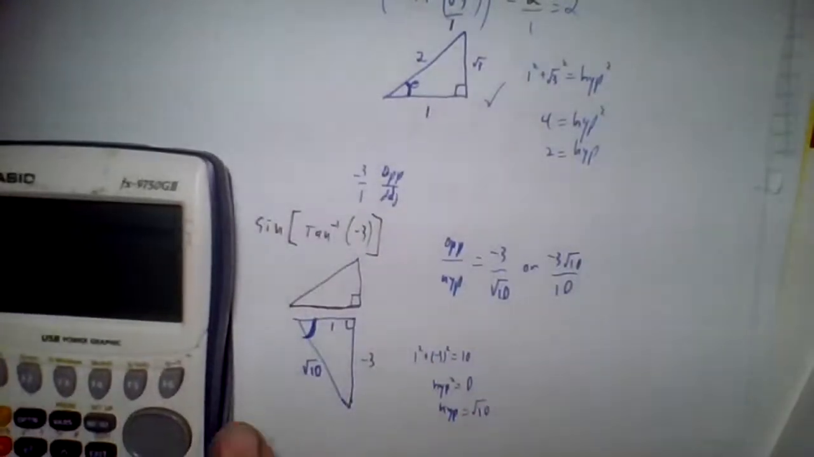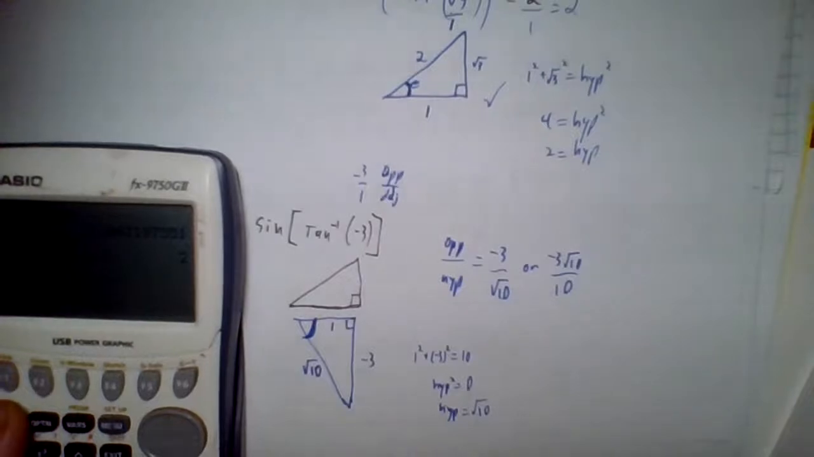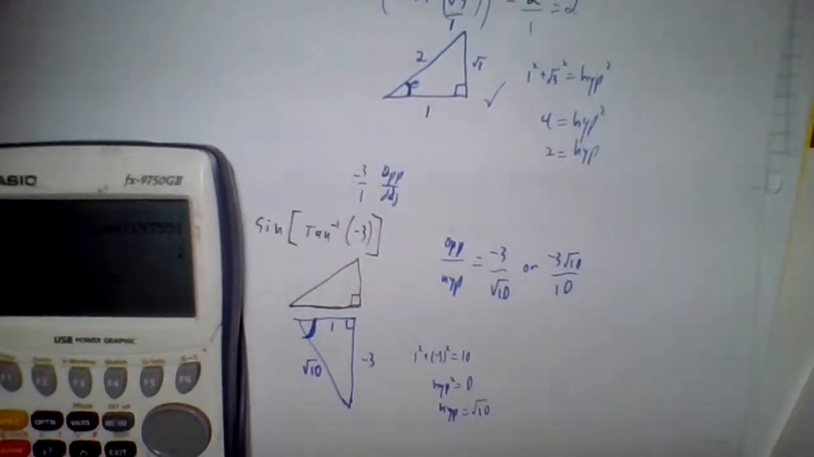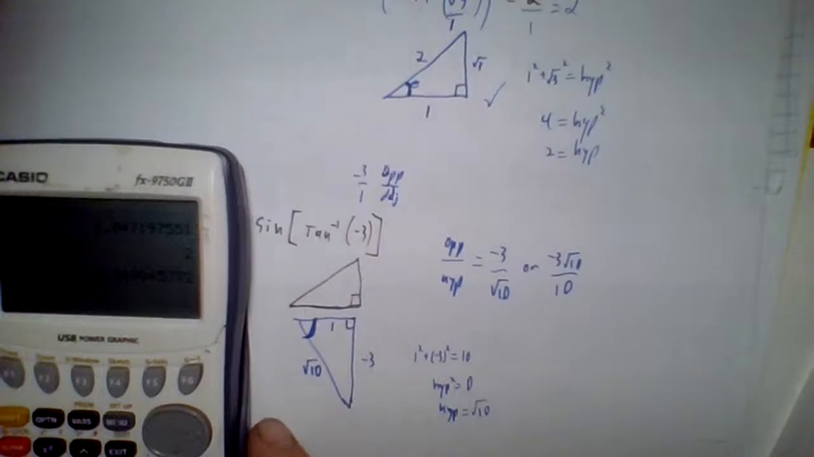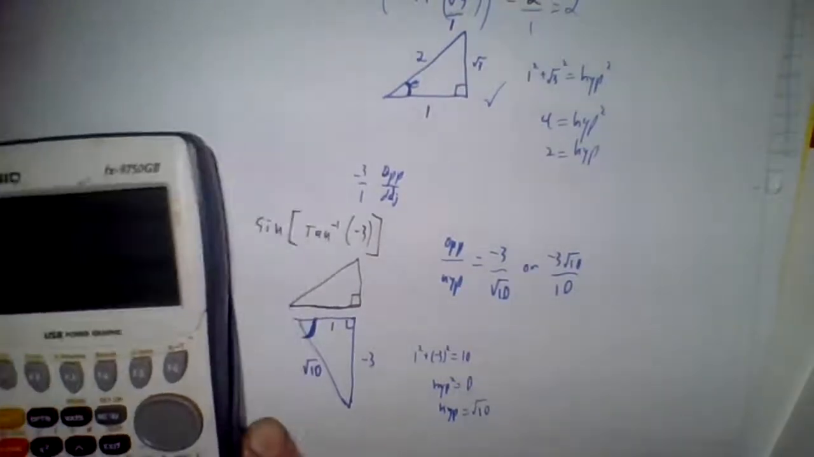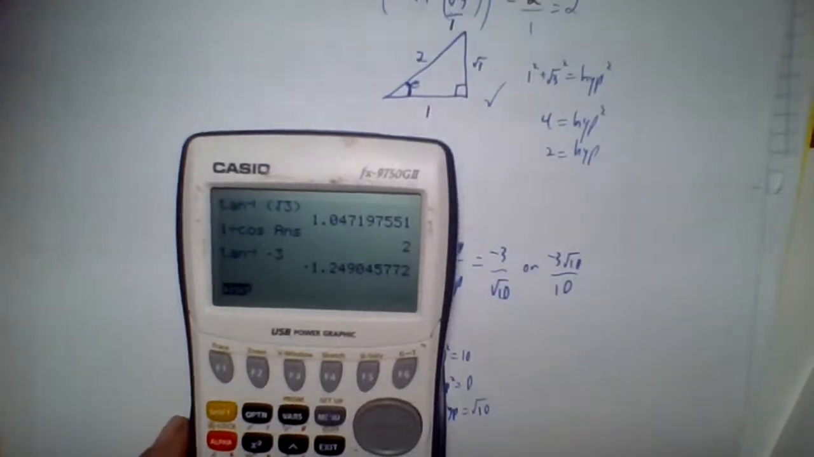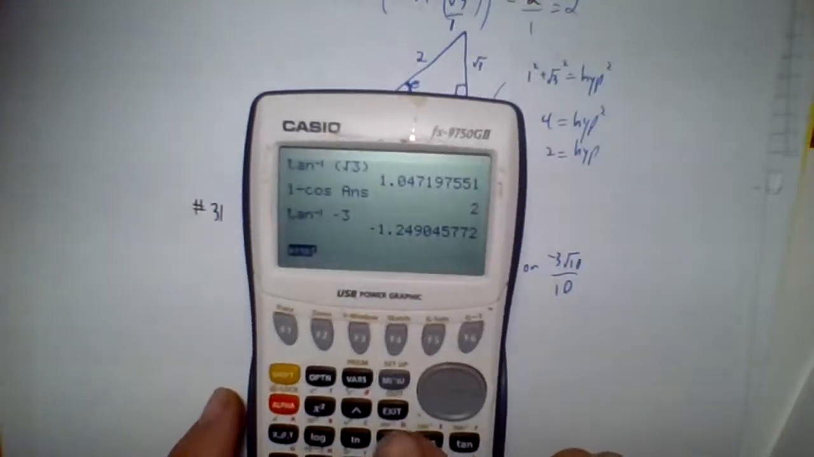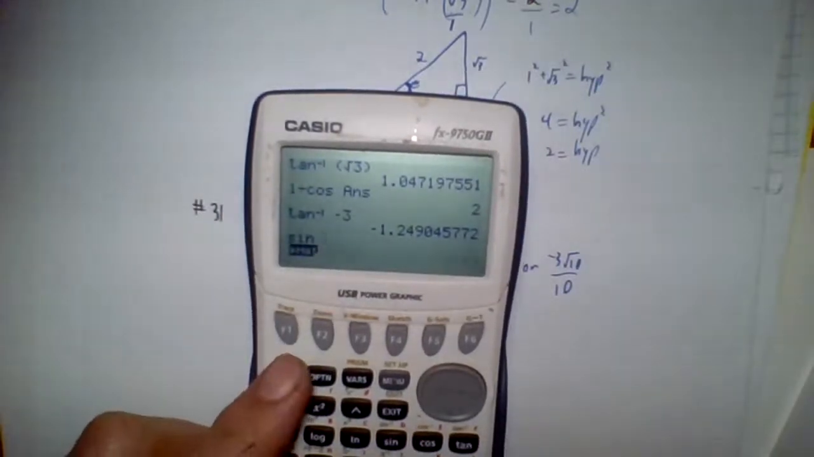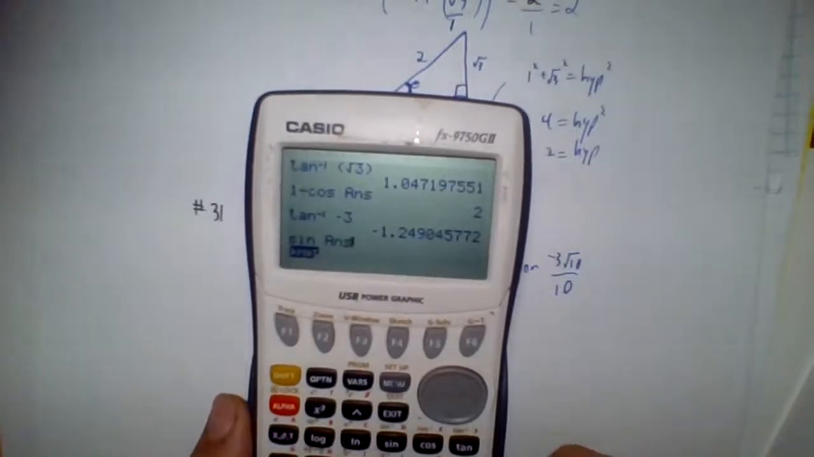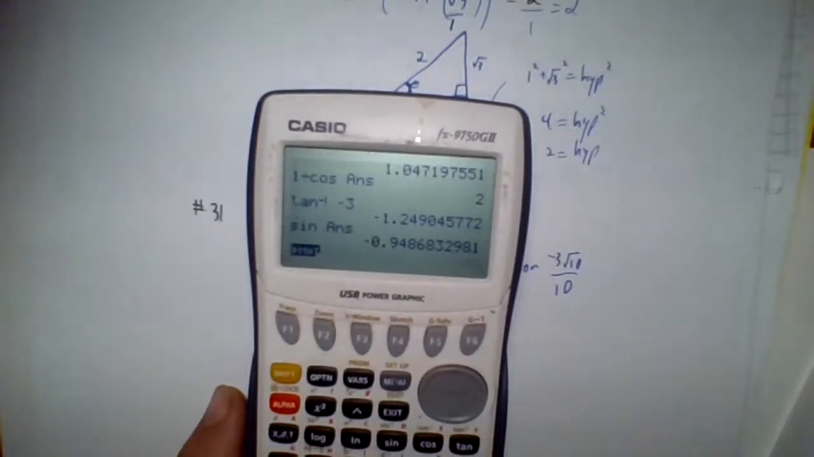If I try inverse tangent of negative 3, I get that crazy looking thing. That is a fourth quadrant angle. And I want the sine of that angle. See if I can get this readable. Inverse tangent of negative 3 is that thing. Sine of that thing is negative 0.9486832981. Well, that's approximate. That's not the exact value of it. It's kind of a lot of decimal places, but that's not exact.